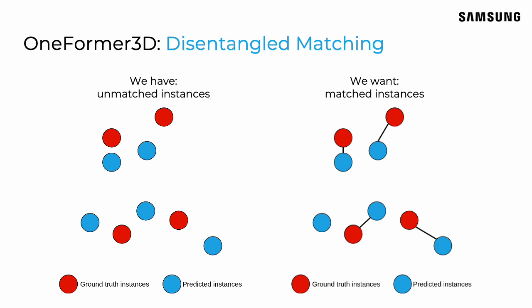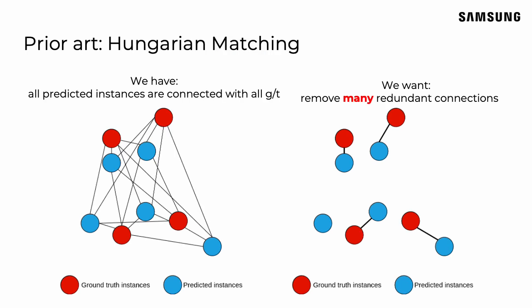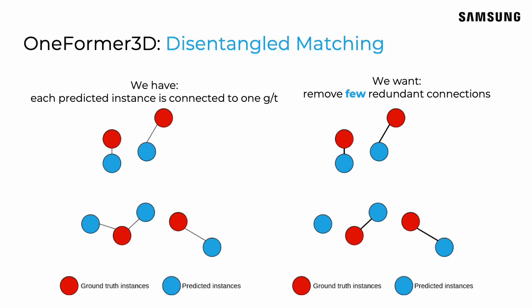We need to match predicted instances with ground truth instances and calculate their divergence to train a transformer-based method end-to-end. Previous state-of-the-art methods exploit the Hungarian matching. This commonly used approach seeks the best combination among all possible matches between predicted and ground truth instances. An excessive number of matches makes the training process long-lasting and unstable.